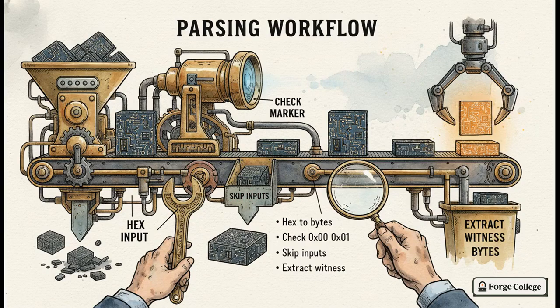For all the builders tuning in, think about the Python parsing logic for a second. You convert your hex, check for your 0x00, 0x01 marker, skip past the standard inputs and outputs, and then read those compact-sized integers to extract your raw witness bytes.